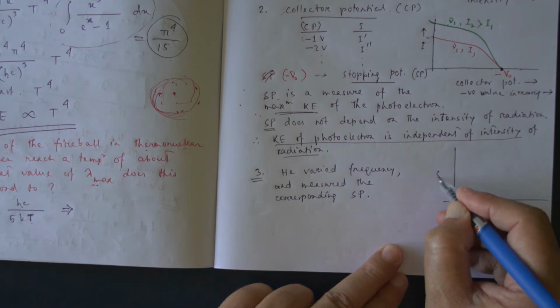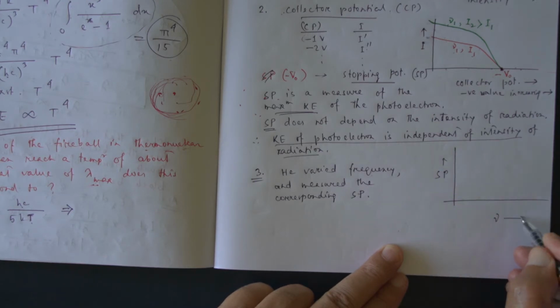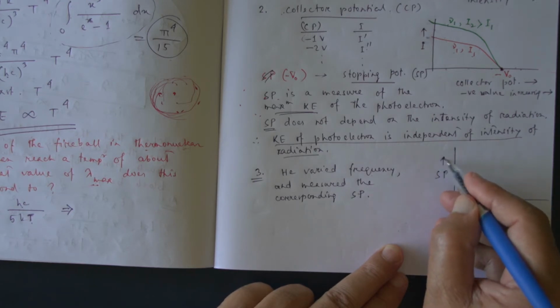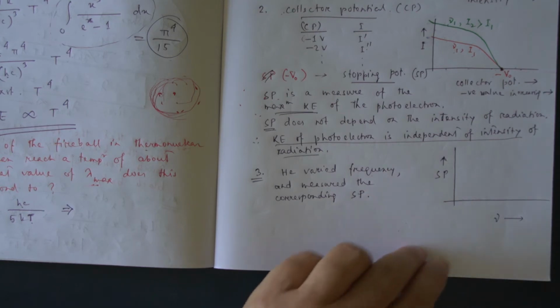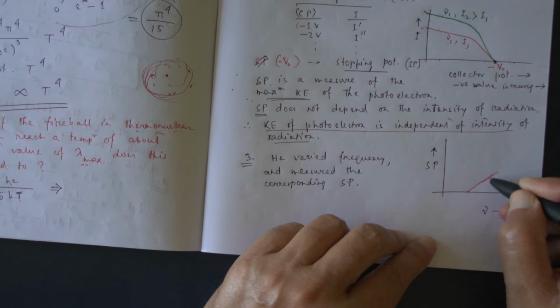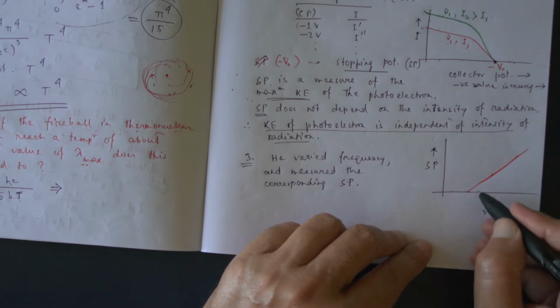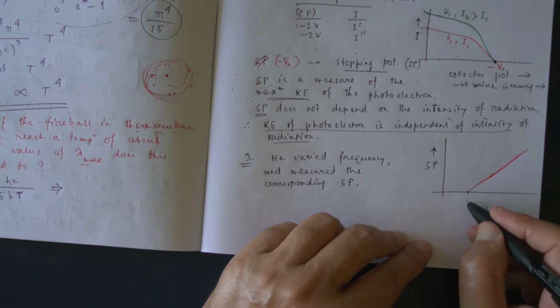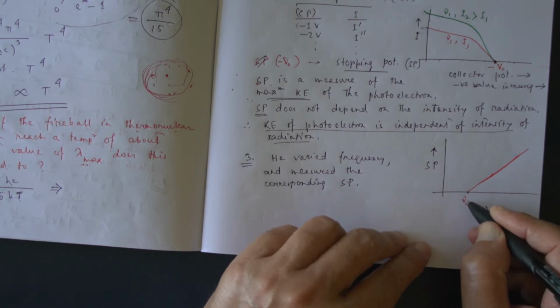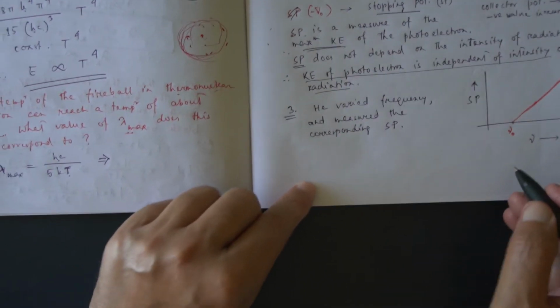Now stopping potential, this is stopping potential, and frequency. Now the graph is like this. This is the frequency nu naught, which is called the threshold frequency.